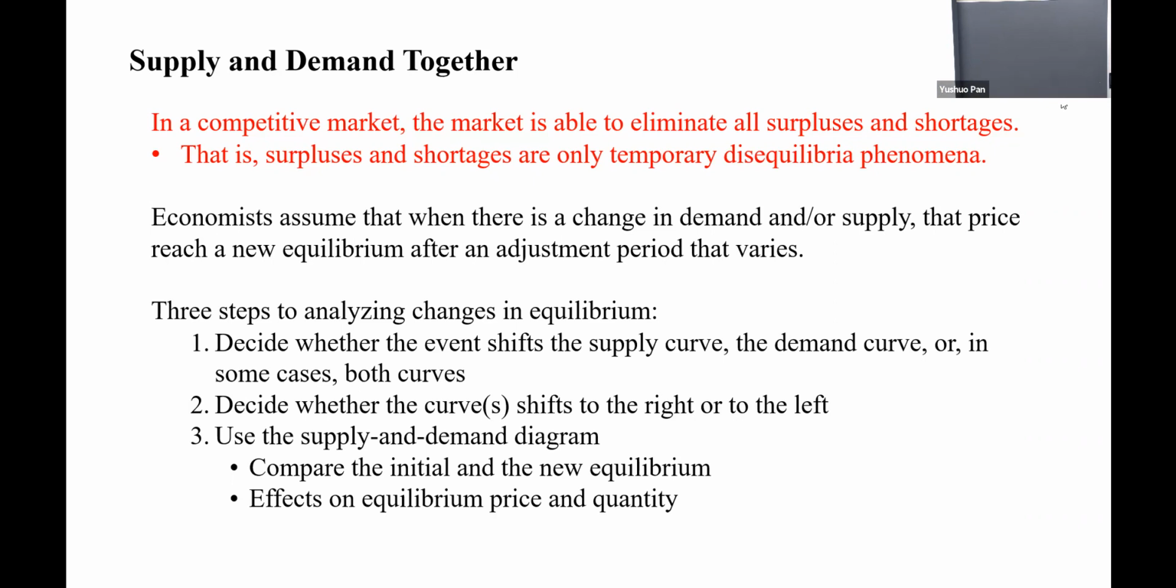After you figure out what determinant it is, you can answer the second question: decide whether the curves shift to the right or to the left. When you figure out left or right, you can compare with the final result. Use the supply and demand diagram, and compare the initial and the new equilibrium effects on the equilibrium price and quantity. All right.